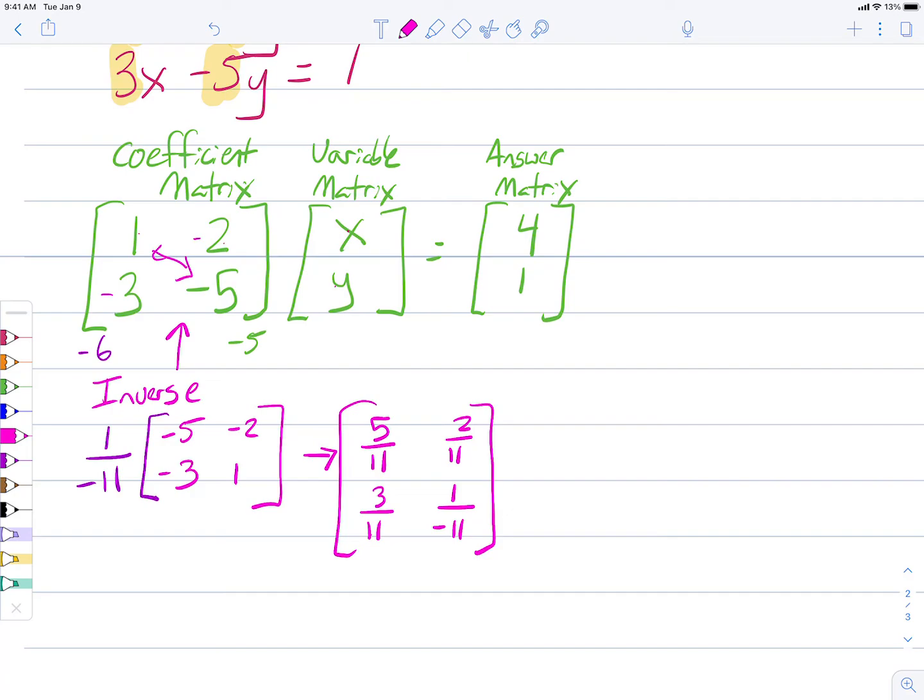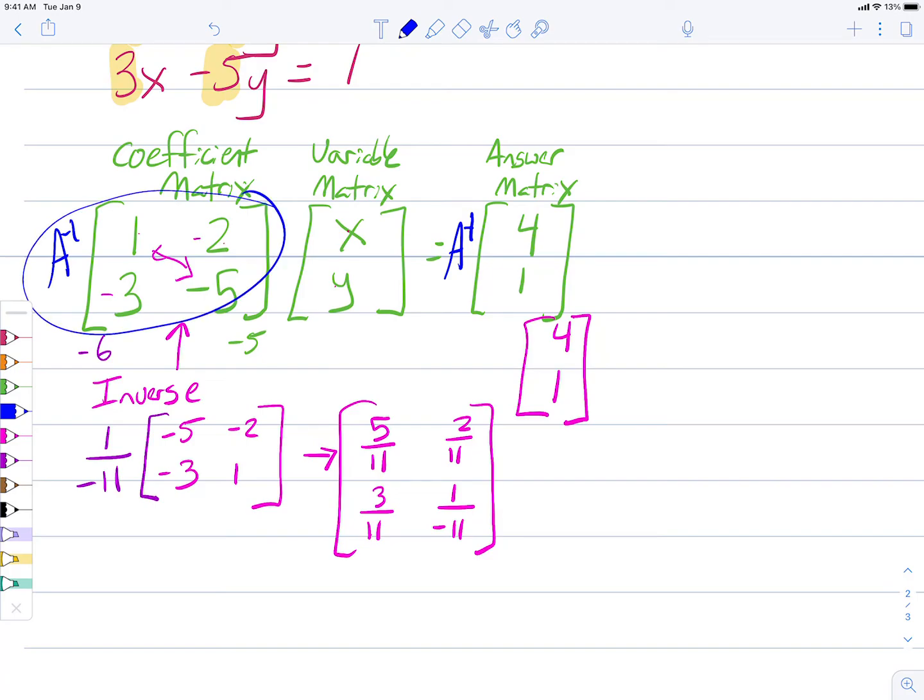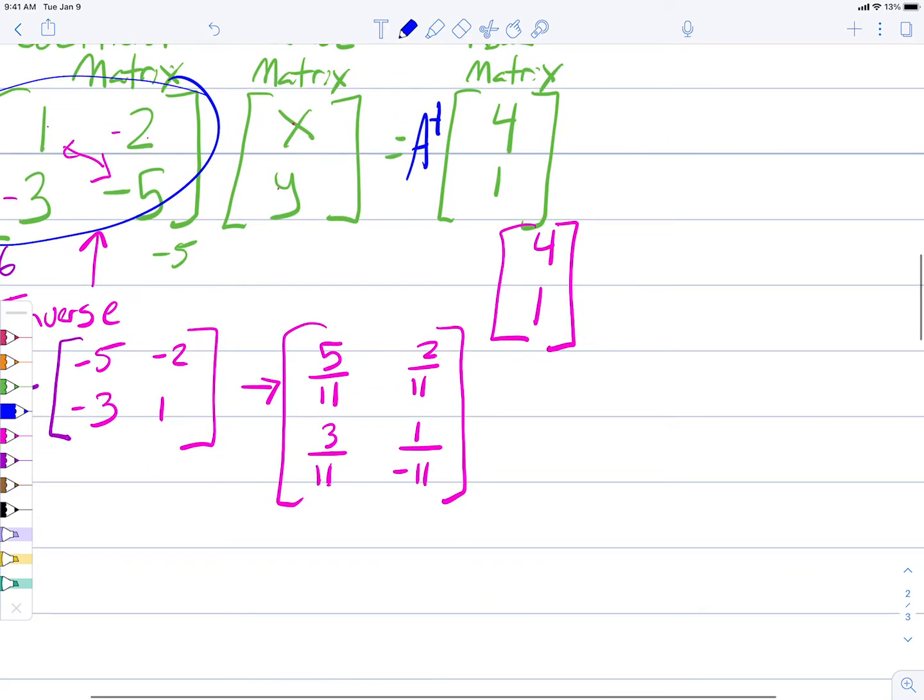I am now going to multiply it by my answer matrix, which is 4, 1. Because if I multiply A by my inverse matrix, A to the -1, this is now my identity matrix. If you multiply a matrix by its inverse, you get the identity matrix, that 1. So I'm going to multiply my inverse by my answer matrix.